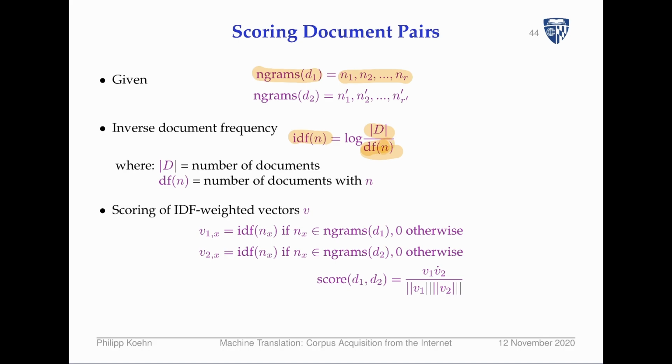And then we have this vector where each element index is the inverse document frequency for all the n-grams that occur in the document, otherwise 0. So it's a fairly sparse vector, and then the score is the cosine distance between these two representations of documents.